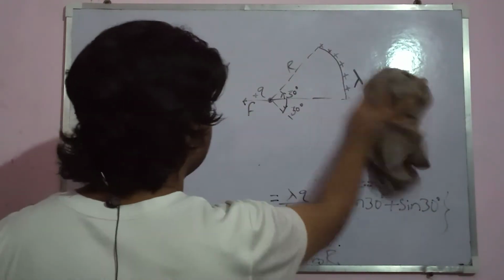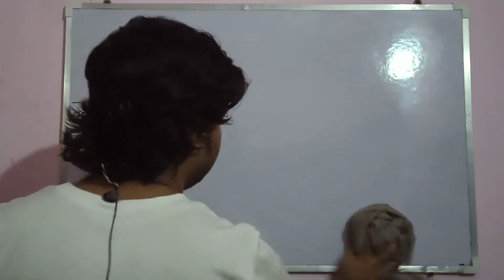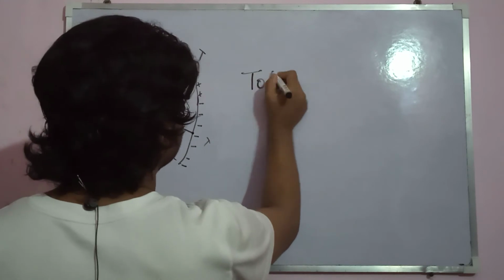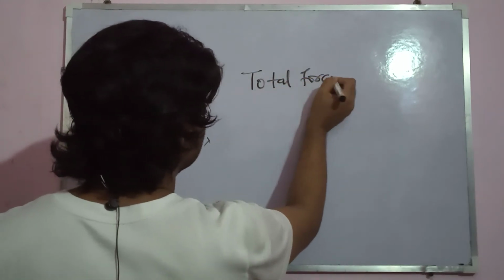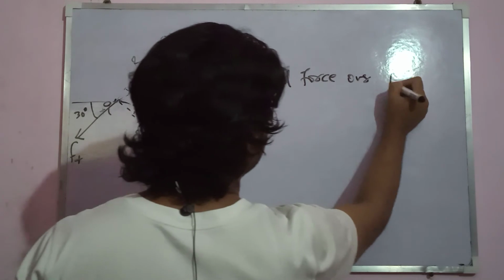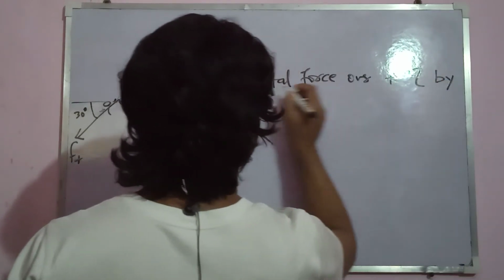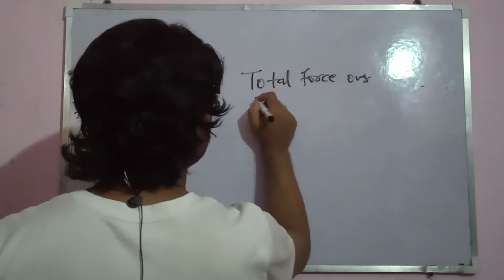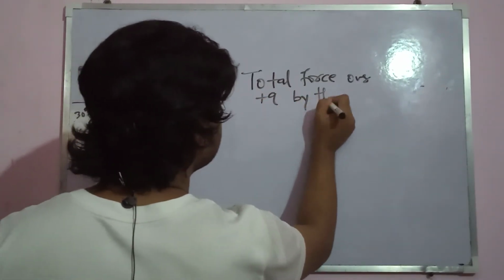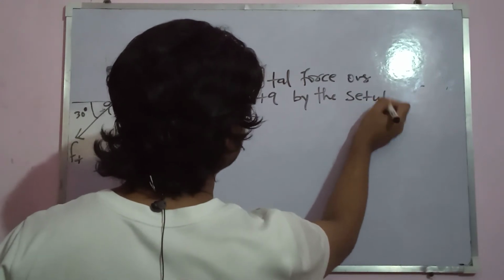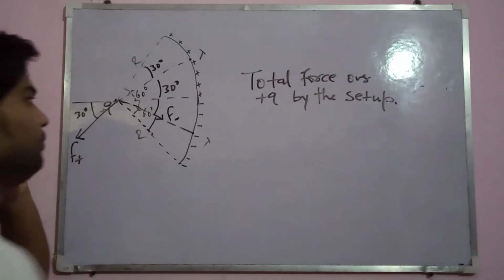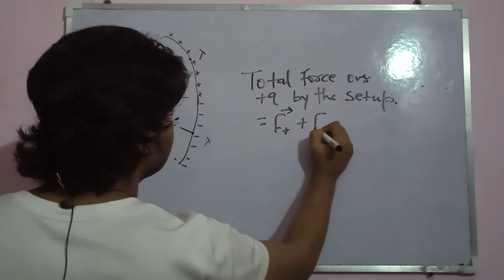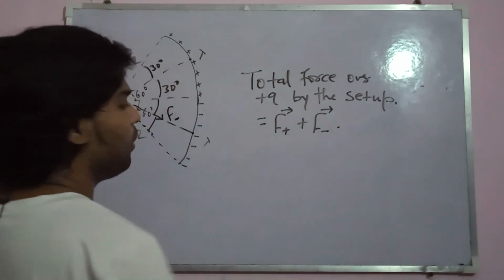Let me trace this part, it has been completed. Take this, I'm also writing the total force over plus Q by this setup, which equals the vector addition of the forces.